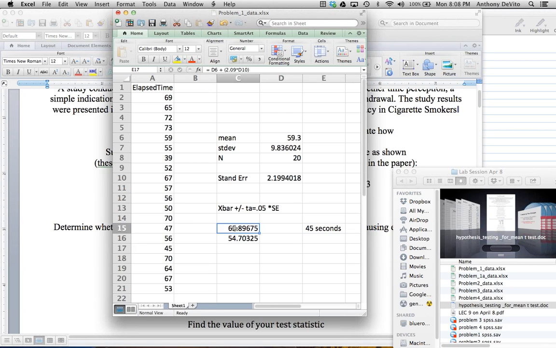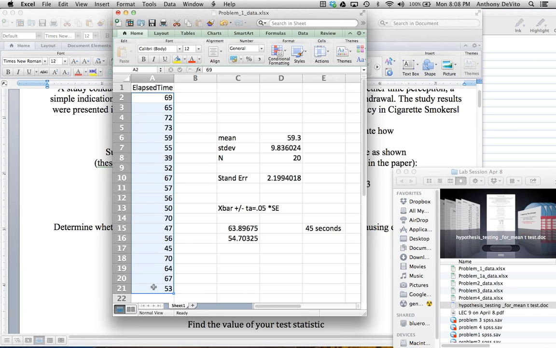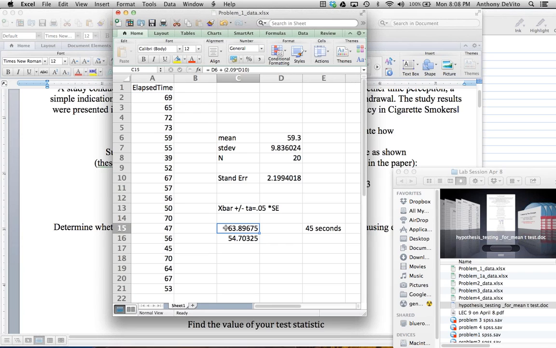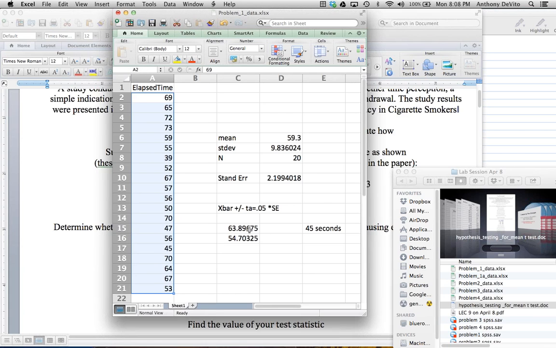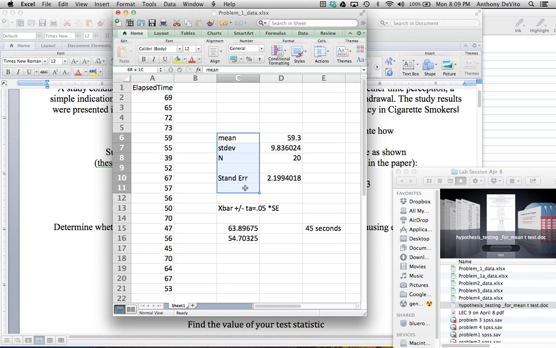Okay, so we're 95% sure that the mean time that smokers think was 45 seconds is between 54 and 64 seconds. Well, that means that we're 95% confident that it's not 45 seconds, because 45 would be outside of this range where we have 95% confidence that the real mean for these smokers would be. So we're comparing a sample with its own standard deviation, and we're estimating a population's distribution and standard error, and a sampling distribution based on that, and we're comparing it to a known value of 45 seconds.